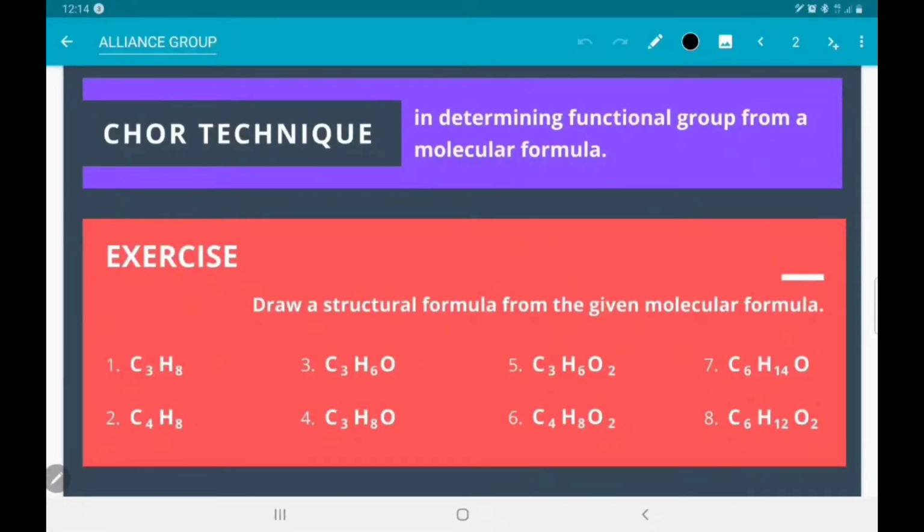This is a guide video on how to use the CHO technique in determining functional group from a molecular formula. On the first page of the card, there is an exercise. The instruction of the card is to draw a structural formula from the given molecular formula. I will show you the technique by doing question number 1, number 3 and number 5.